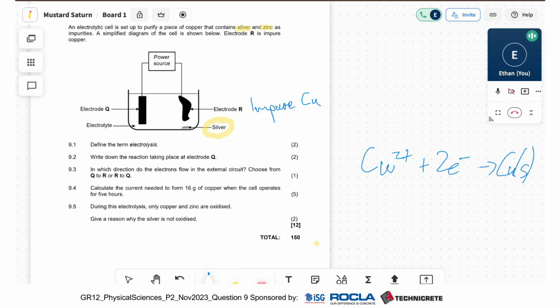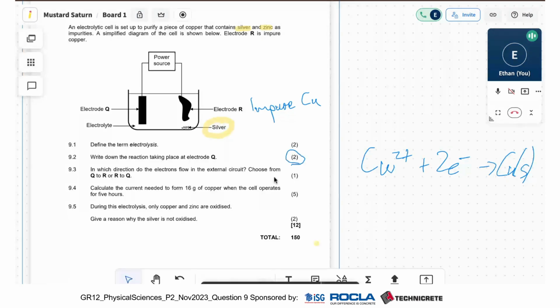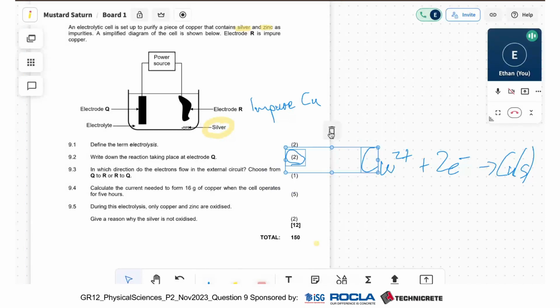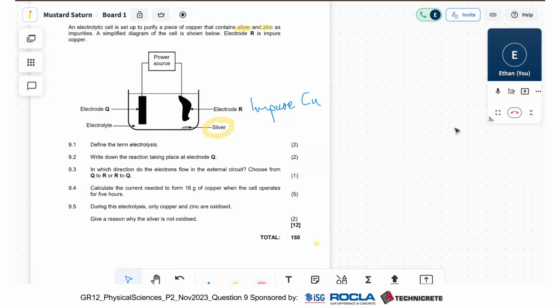You could have the reaction going the other way. That's not incorrect. You will get a mark for it. But to get the full 2 marks for this question, this is the only acceptable answer. It's a bit of a tricky one to figure out, I'm not gonna lie. But if you just stop and think, how would I purify copper in this situation? It only makes sense to try and have it deposit on the electrode at Q. Okay.